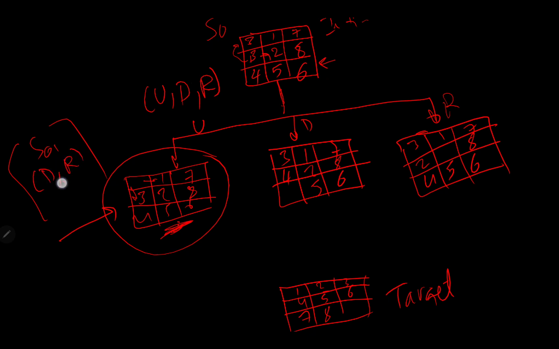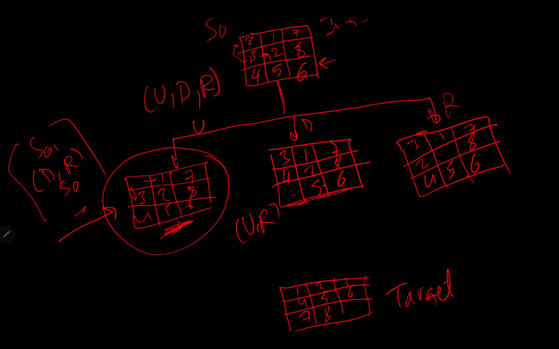And the parent state is 0, and the children states that you can go from this, you can also define them here. So now in the down state, what are the operations that you can do for this state? Okay, we can go up, and we can also go to the right. So we have up and right states.